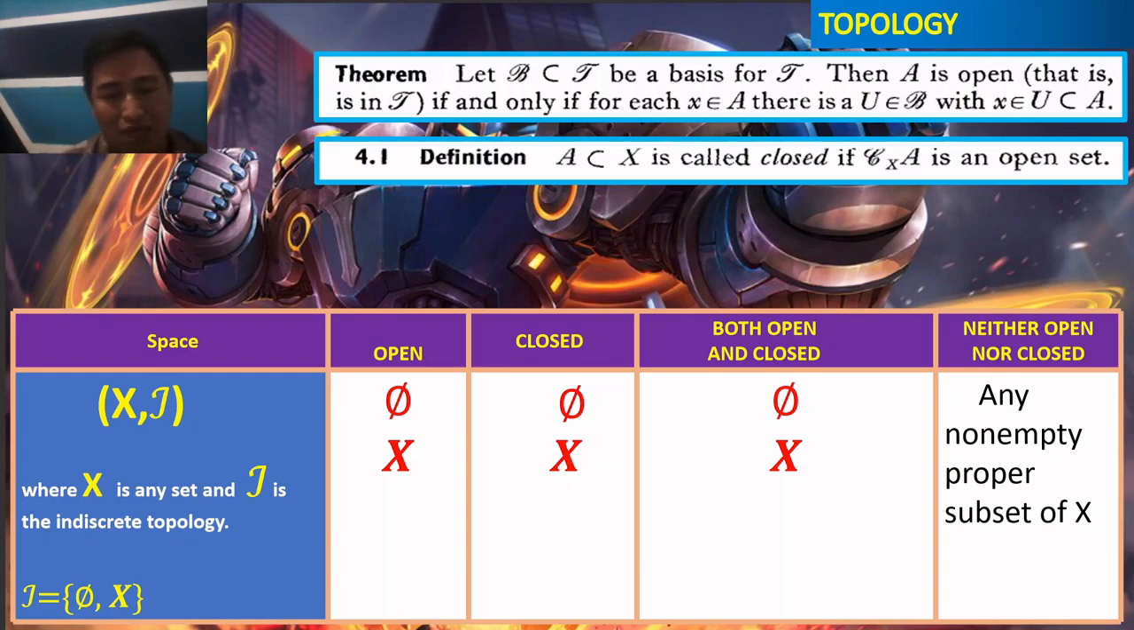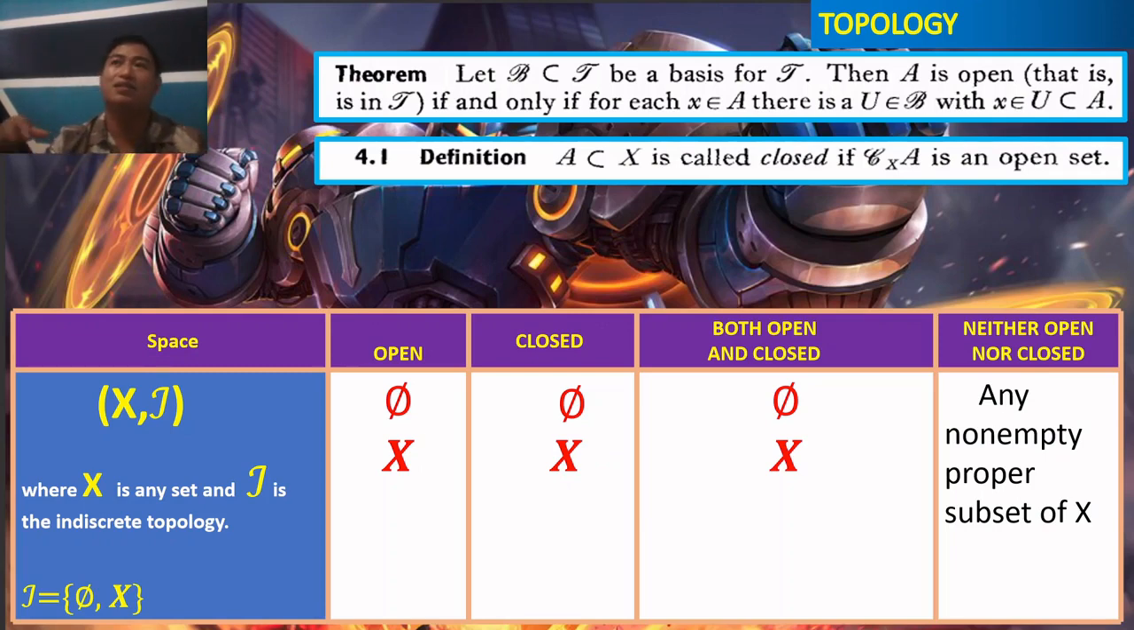The complement of the empty set is X, and the complement of X is empty, therefore they are both closed too. Right? Okay, our definition above, 4.1: a subset A in X is called closed if the complement of A is an open set.